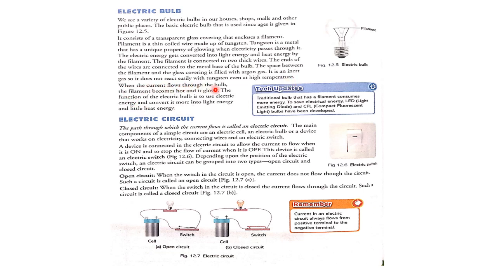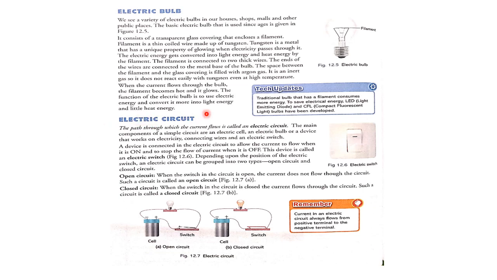When the current flows through the bulb, the filament becomes hot and it glows. The function of an electric bulb is to use electric energy and convert it more into light energy and a little heat energy. So what is the function of this electric bulb? It is to use electric energy and to convert it into light energy and a little heat energy.